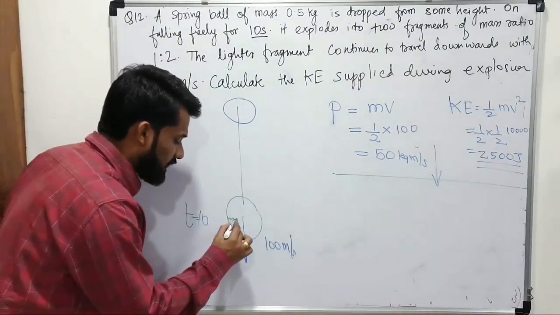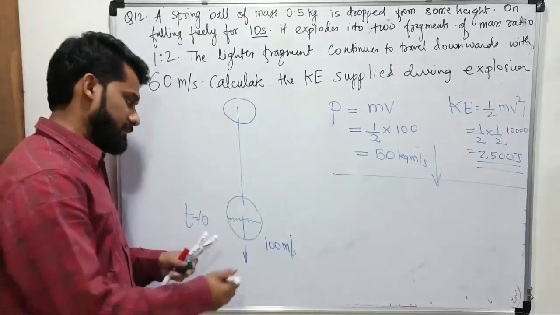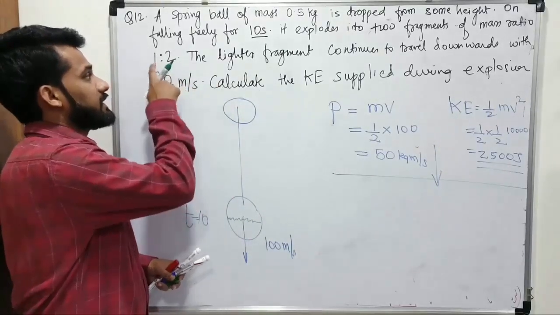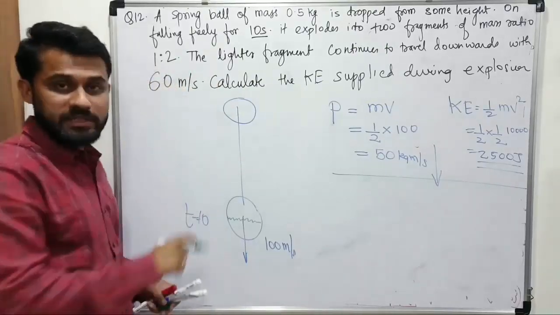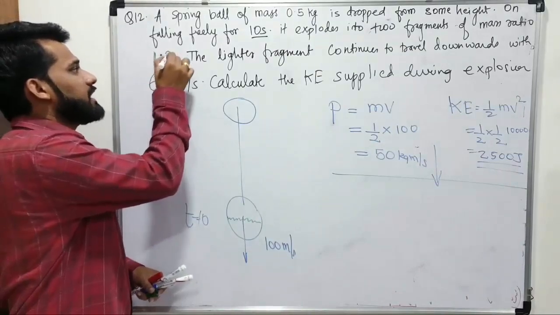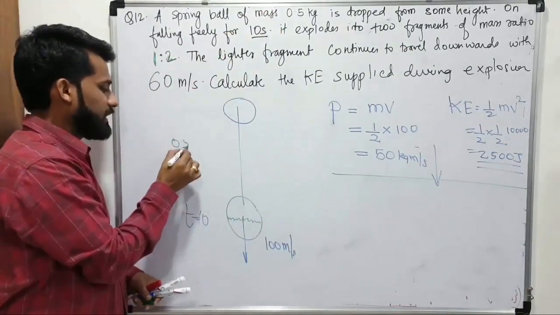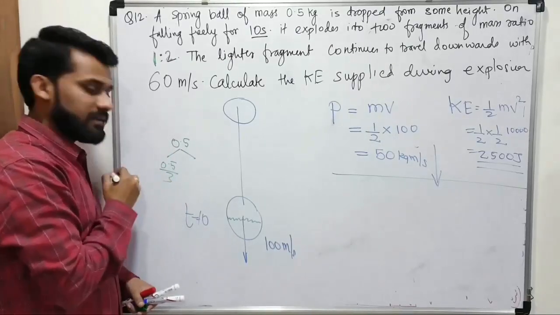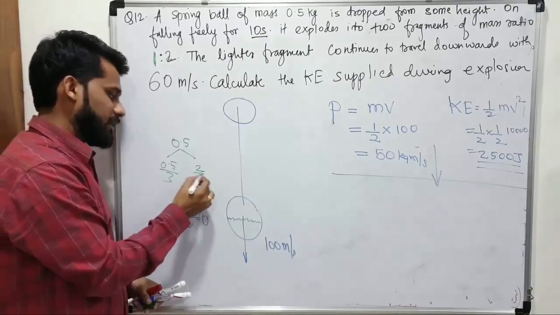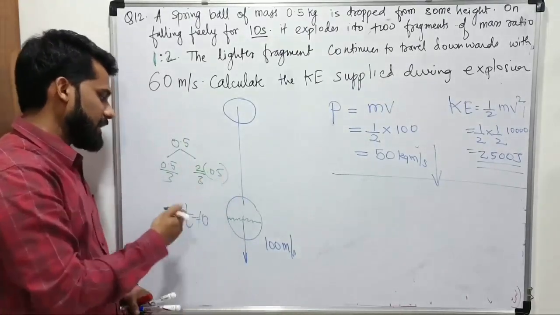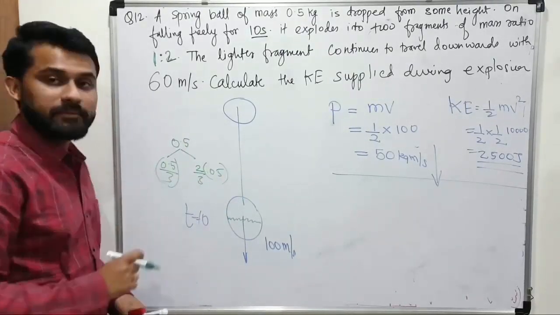Now after 10 seconds the explosion takes place. In the explosion, two masses are present, a lighter one and the heavier one. The ratio is given. The lighter one's mass will be what? See, 1:2 ratio, right? So if we split 0.5 kg in 1:2, this will become 0.5 by 3, that is 1/3, and this will be 2/3. The 2/3 mass is here, the heavier particle, and this is the lighter particle, 0.5 by 3.